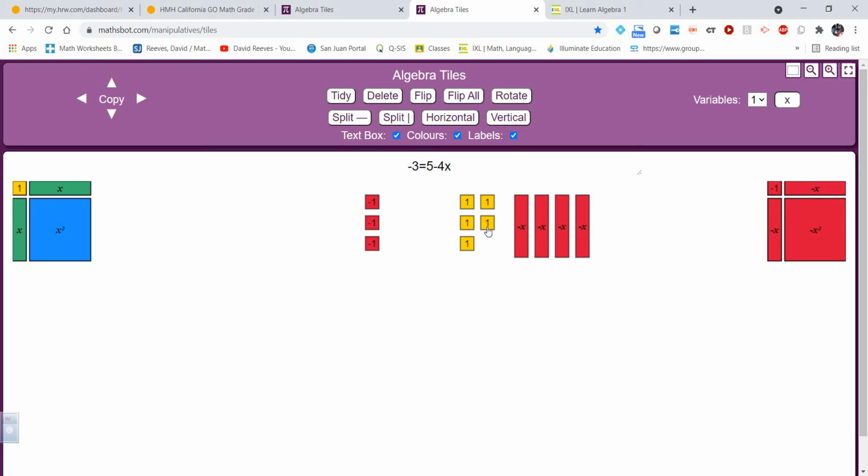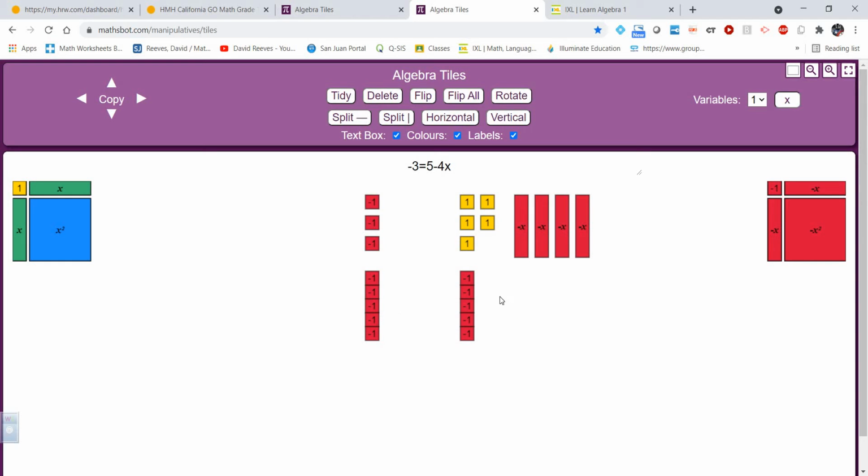I've got 5 positive 1s, so I need to make that 5 go away. Now normally we would take away 5 from both sides, but I don't have any over here to take away. So if I add 5 negatives, here we go, 1, and then I'm going to copy 2, 3, 4, 5 negatives here. All right, and then I put 5 negatives here, 1, 2, 3, 4, 5. That's like taking away 5, right?